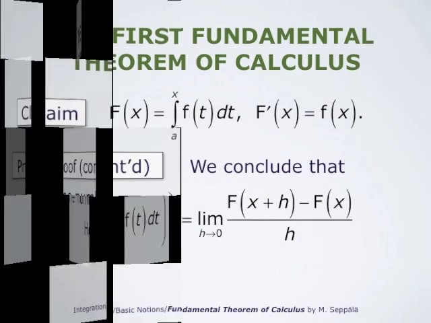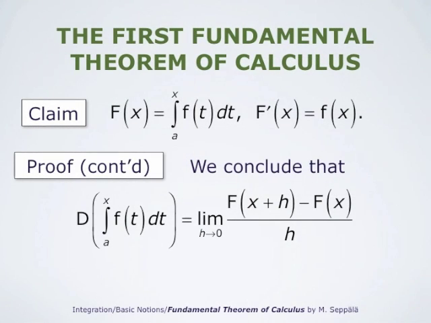So we conclude that the derivative of the function, the integral from a to x of f(t) dt, which is the limit as h goes to 0 of the quantity F(x+h) minus F(x), divided by h, is the same as the limit as h goes to 0 of the function small f evaluated at c_h. And then since c_h approaches x as h goes to 0, this limit is small f at x. This proves the first part of the fundamental theorem of calculus.